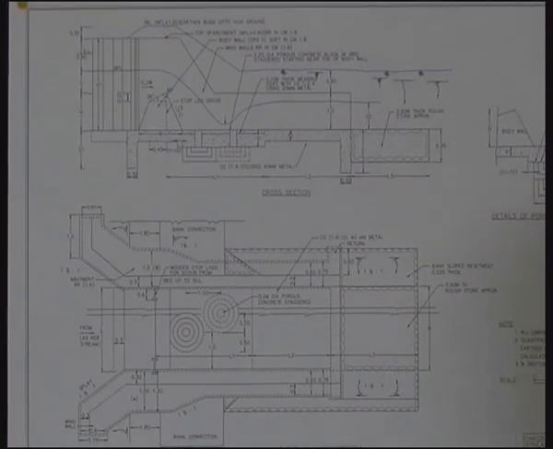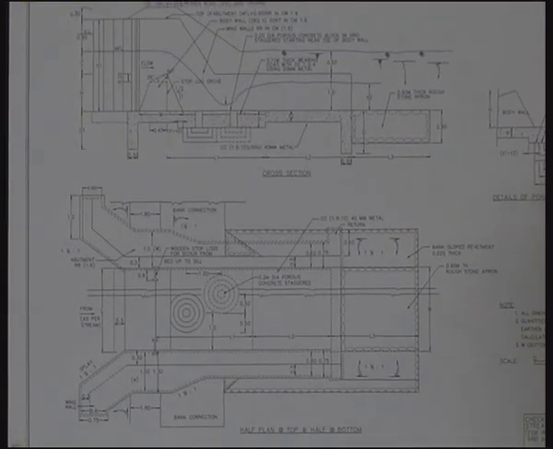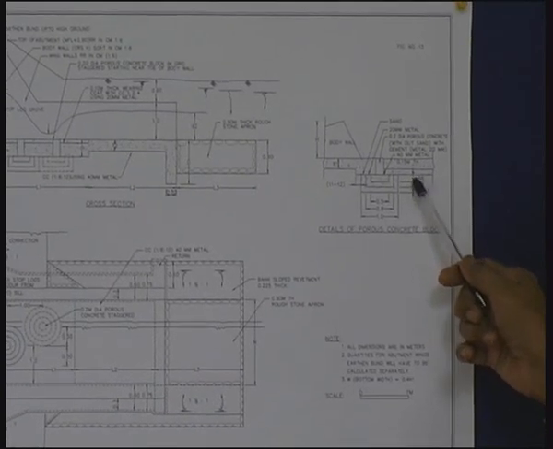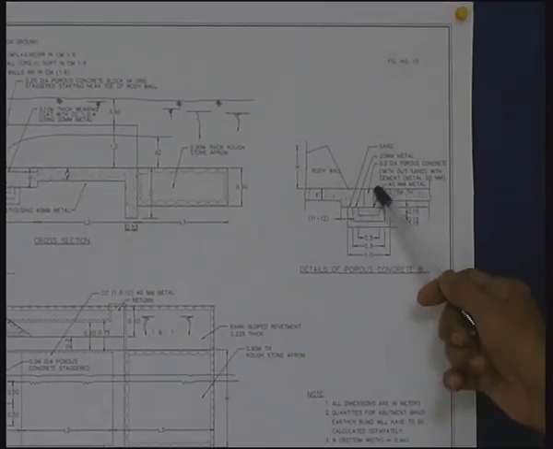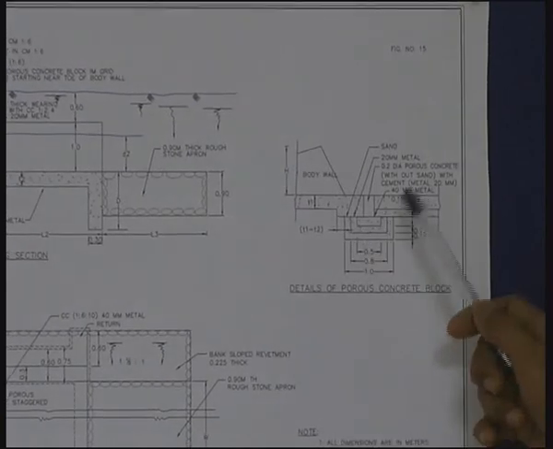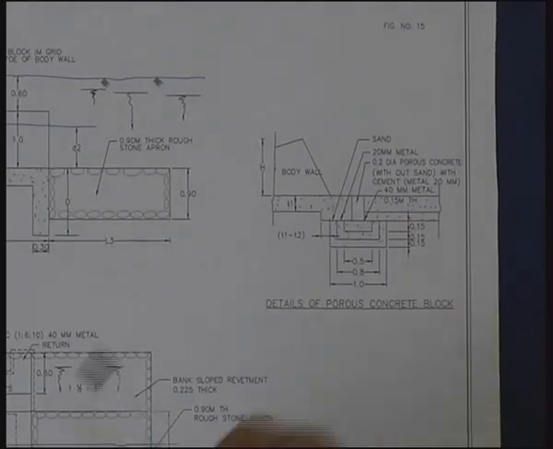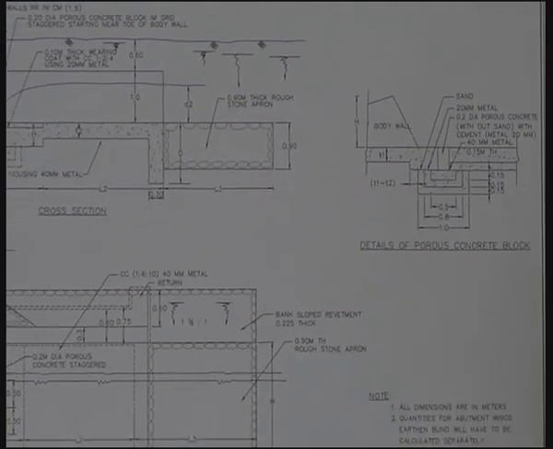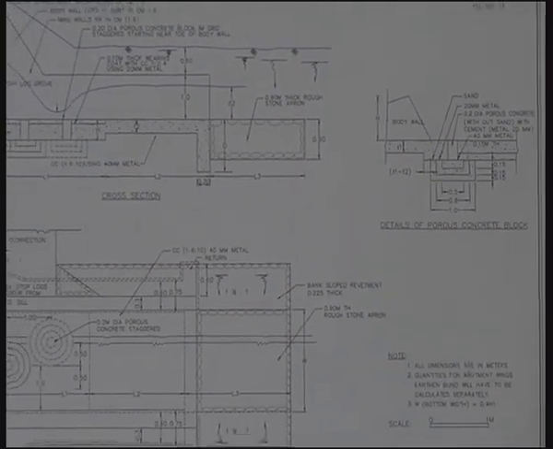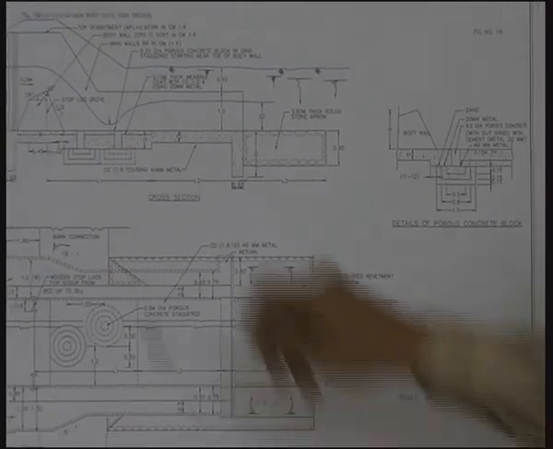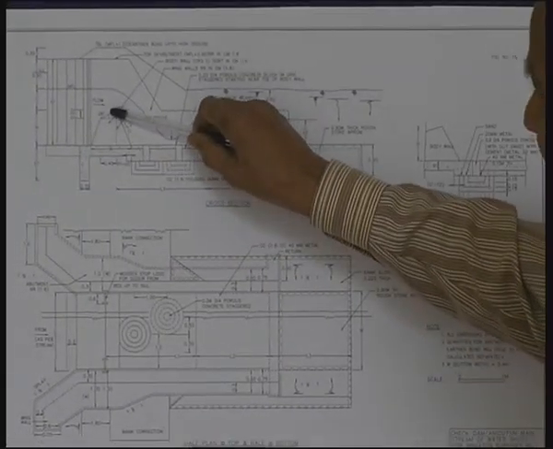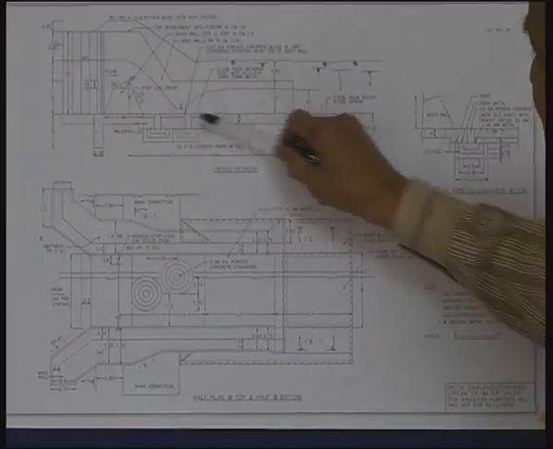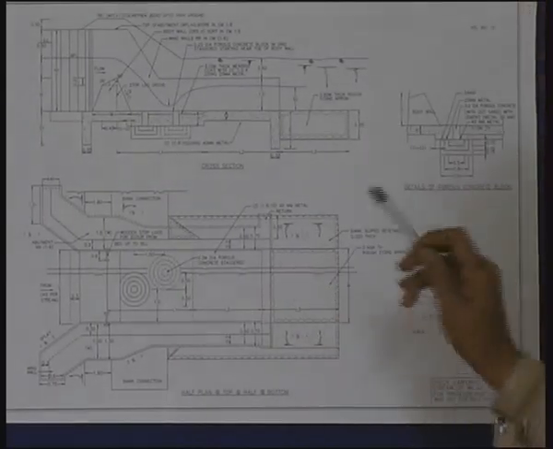So these are all the engineering details, and this is the engineering detail pertaining to the porous concrete block and the reverse filter. These quantities are given in ready reckoner tables given along with the guidelines. For a particular height of body wall and for a particular depth of flow, all these dimensions are given in those tables.